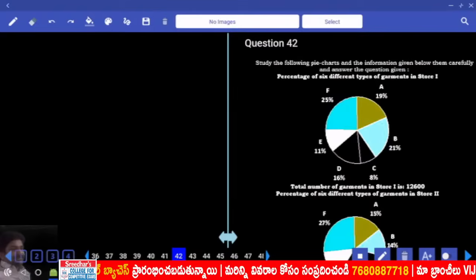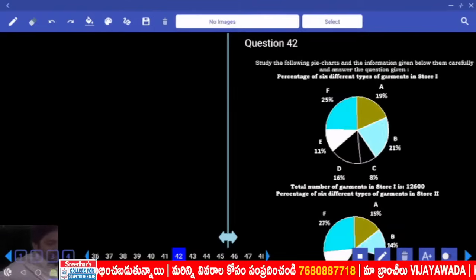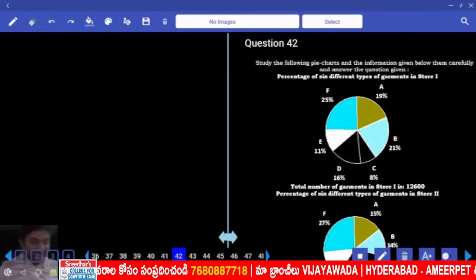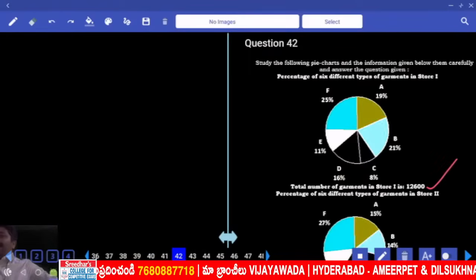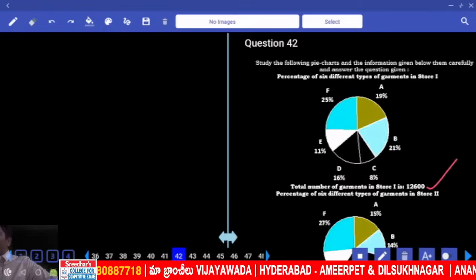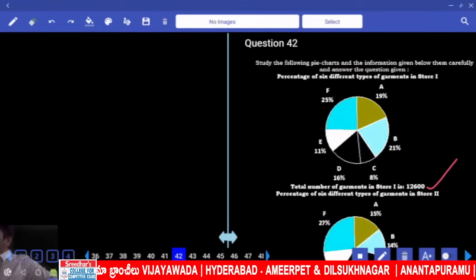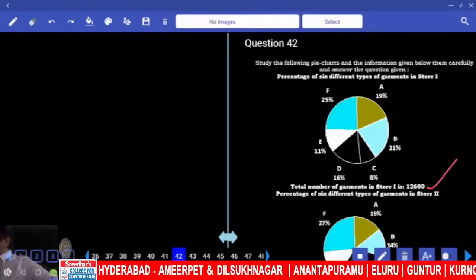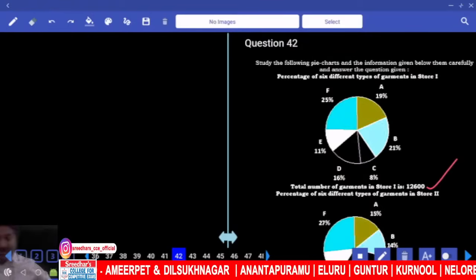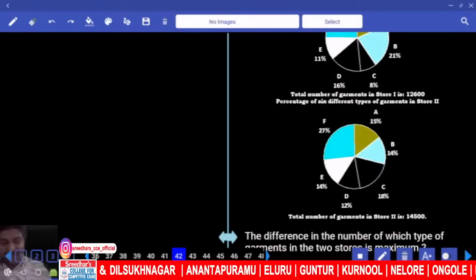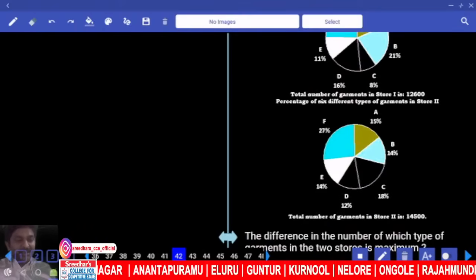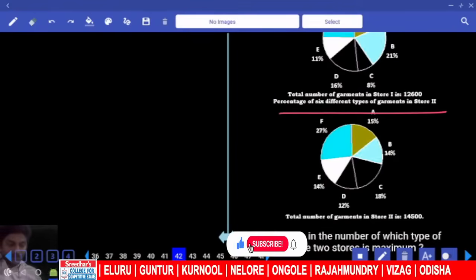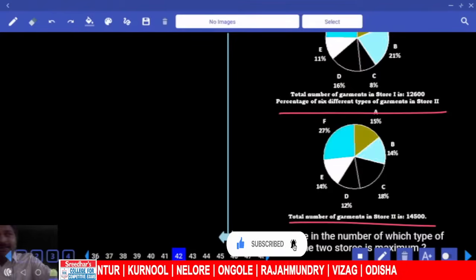Percentage of 6 different types of garments in store 1. Total number of garments in store 1 is 12,600. When I see this 12,600, it is a 9 multiple. So 1% value is a 9 multiple. If the question is about store 1, sum of 2 companies or 3 companies or difference of companies, the answer will be a 9 multiple. I don't want to maintain a table, let's do it when it is required. And the second one is about percentage of 6 different types of garments in store 2. Here the total value is 14,500.